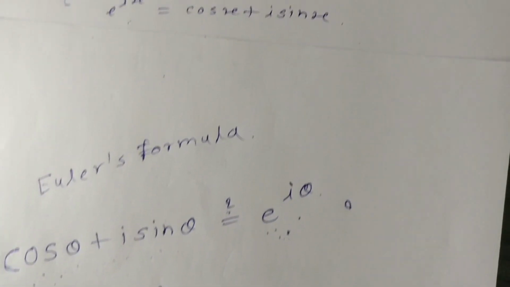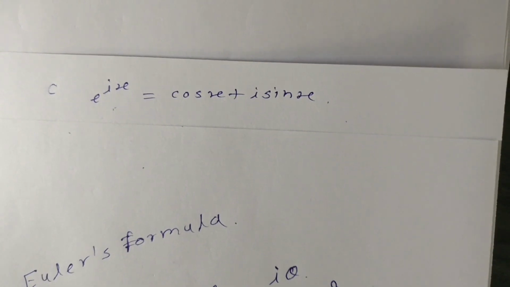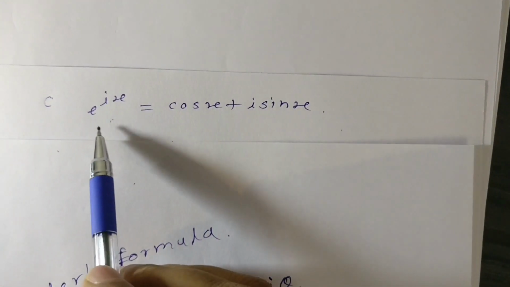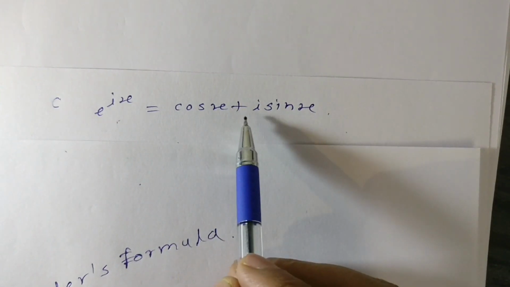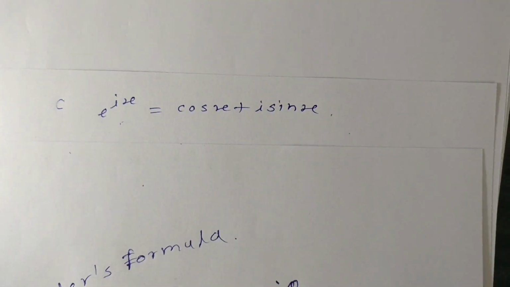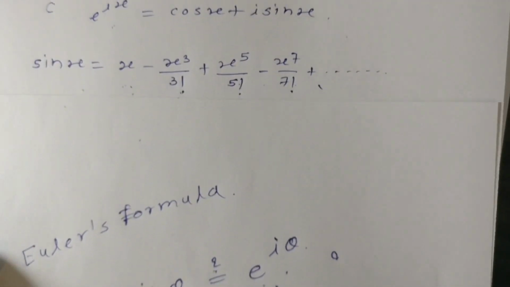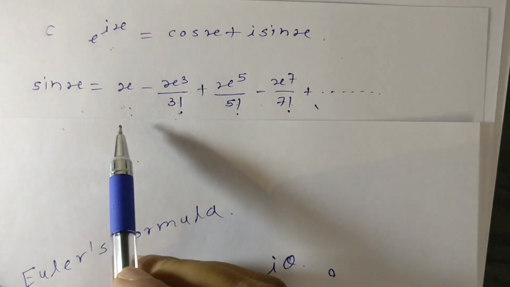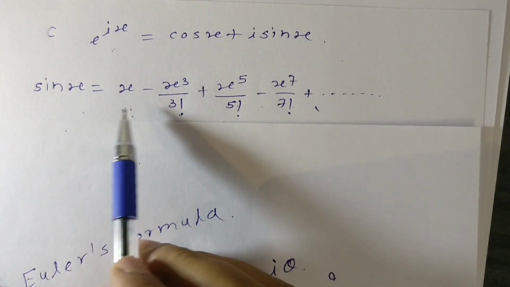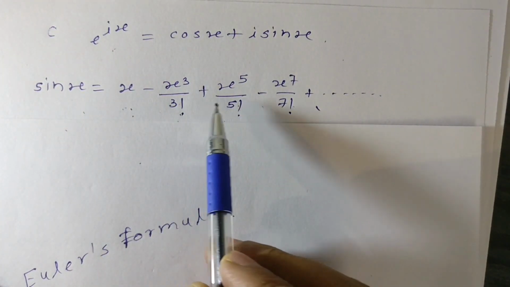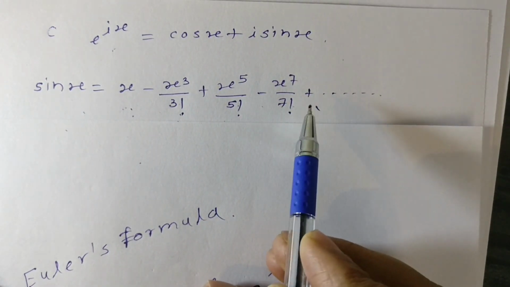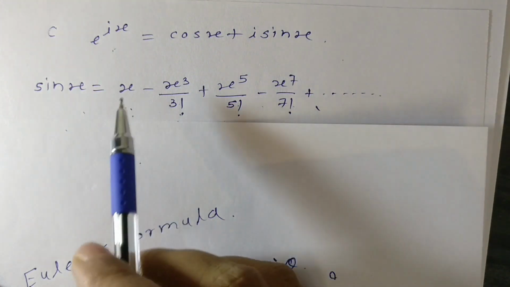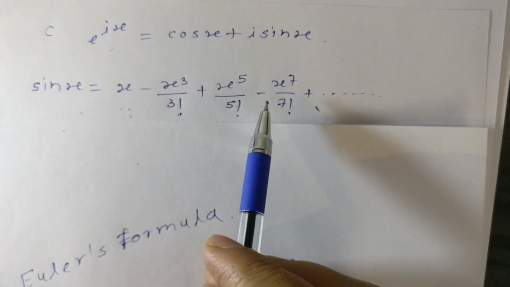I'm just changing my variable here. Instead of theta, I'm taking x. So this is Euler's identity: e to the power ix is equal to cos x plus i times sin x. So sin x can be written in terms of an infinite series like this. sin x is equal to x minus x cubed by 3 factorial plus x raised to 5 by 5 factorial minus x raised to 7 by 7 factorial and so on. The sum of odd powers, right?